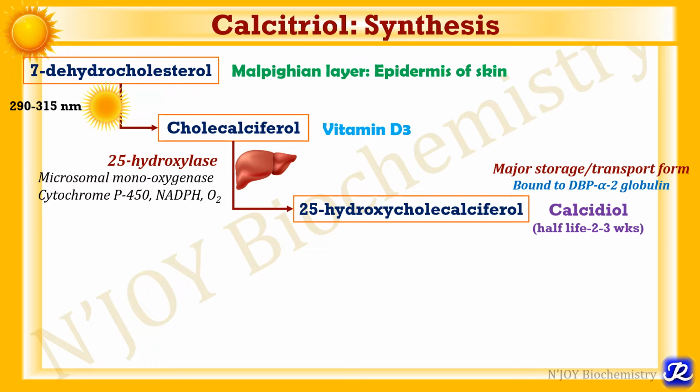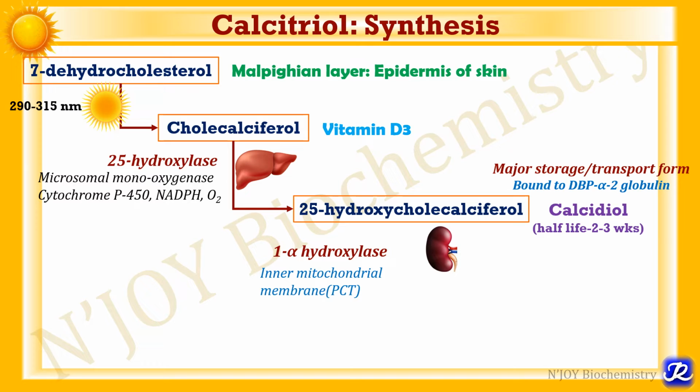And how is it transported in the circulation? It is bound to vitamin D binding protein, that is alpha 2 globulin. Now this 25-hydroxycholecalciferol is transported to the kidney, where the 1-hydroxylation reaction occurs by the action of the enzyme 1-alpha hydroxylase.